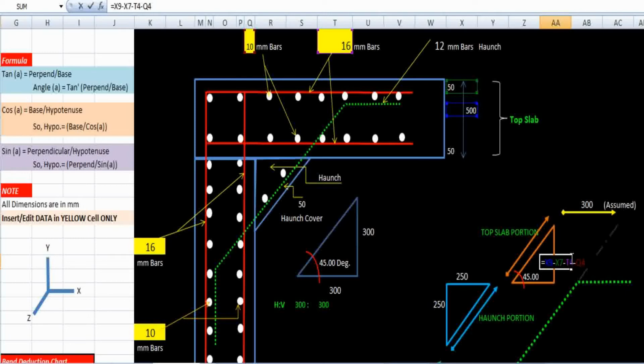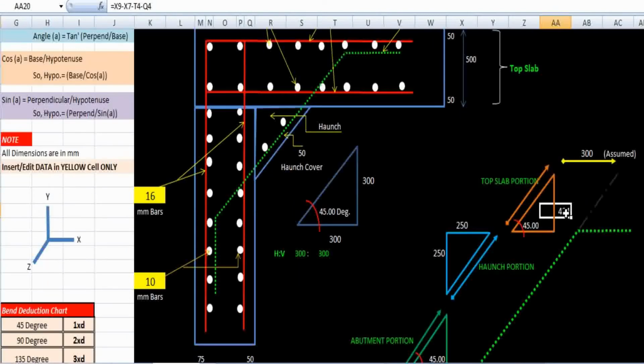That is what we have incorporated here. From 500 I have deducted the value of the top cover, 50 mm. Next I have deducted the diameter of the main rebar, 16 mm. Then I have also deducted the transverse rebar of 10 mm. So it will give the dimension of 424 millimeter. By this 424 millimeter we have the perpendicular value, the opposite side value of 424 millimeter, and we have the angle of 45 degrees.